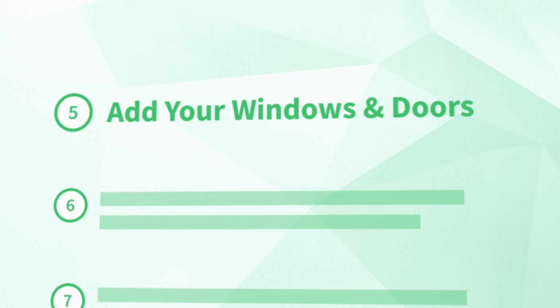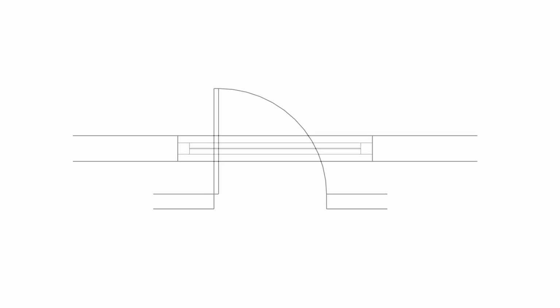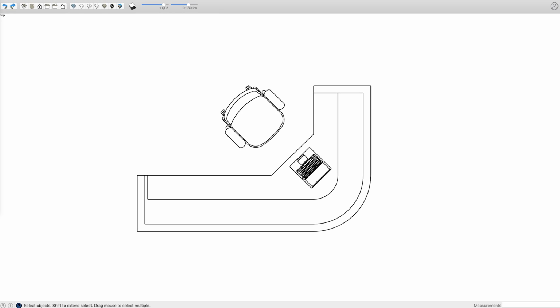Number 5, add your windows and doors. Components in SketchUp are similar to blocks or symbols in other CAD programs. That is, geometry that's drawn to represent objects in your design, such as windows, doors, fixtures, and furniture. For the first part of our example, I'll show you how to create your own component for a window.